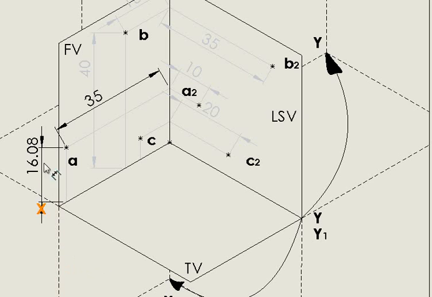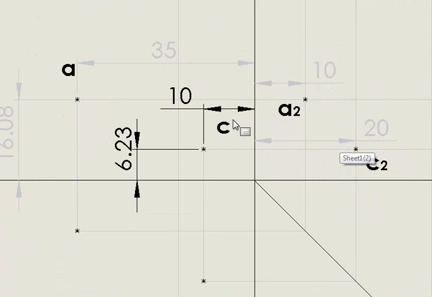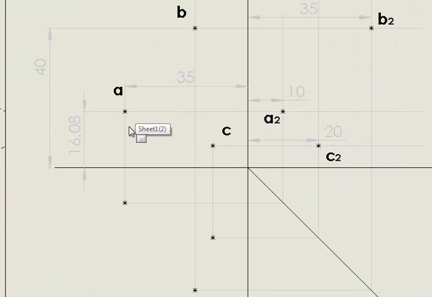Okay, so I'm working with these two dimensions over here. 16.08, rather dubious dimension to be working with, yet it is existing, and 35 millimeters away from the X1, Y1 axis. Alright, let's go see if that is actually accurate on our orthographic projection. So these two we've now done away with. And we have point A with exactly those two dimensions.